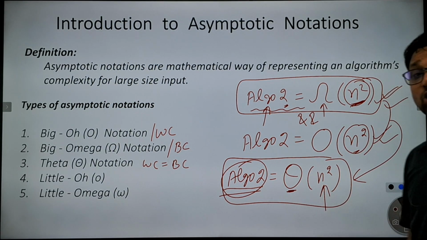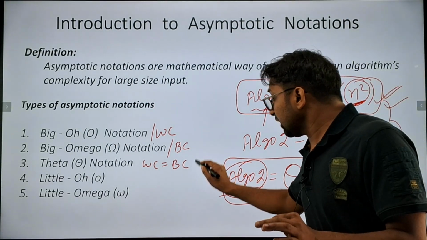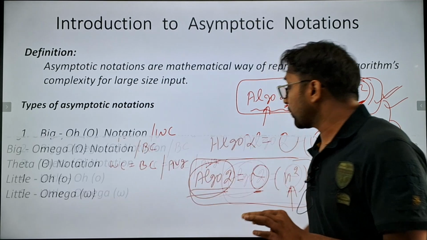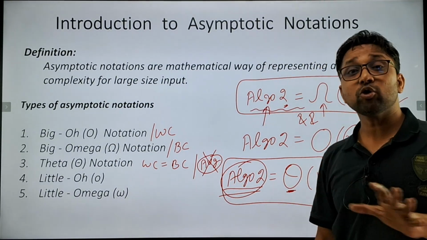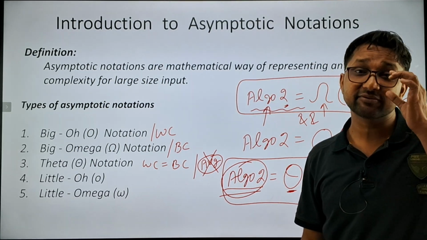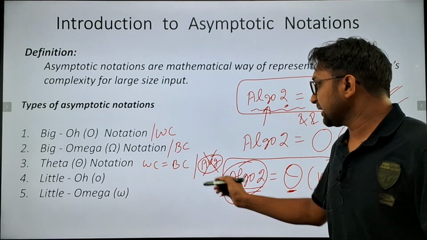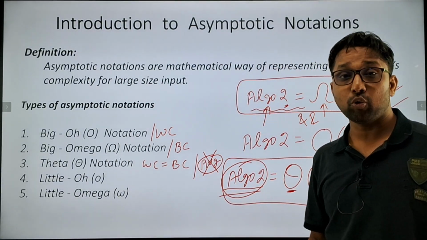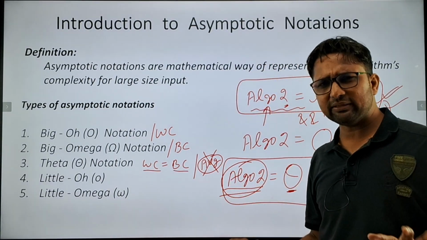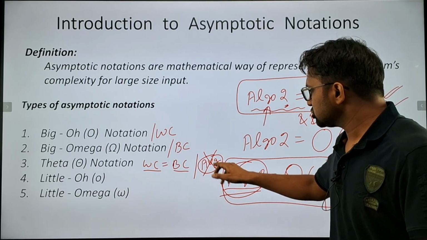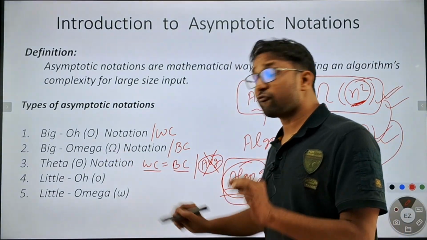That's it. Please note down, many students make this mistake: they say that theta notation represents the average case time complexity. No, big no. Theta notation does not represent the average case time complexity. I have seen on many popular platforms and many YouTube channels that they say theta notation is average case. No, big no. Theta notation is used when worst case is equal to best case. Only then. We cannot use the theta notation for average case.